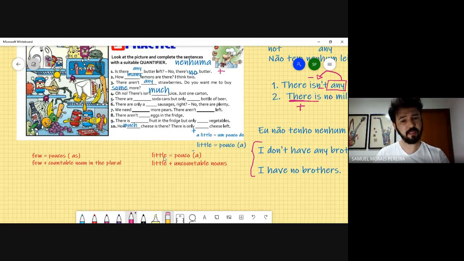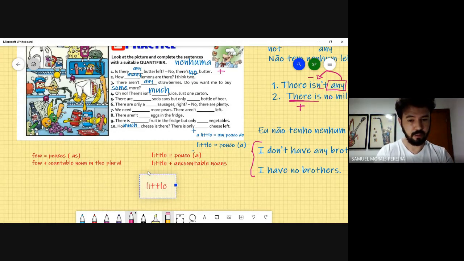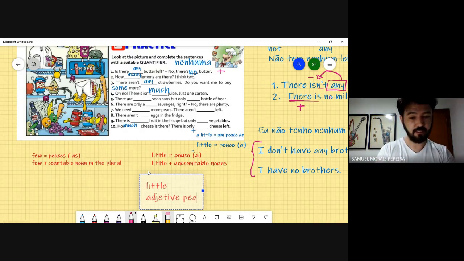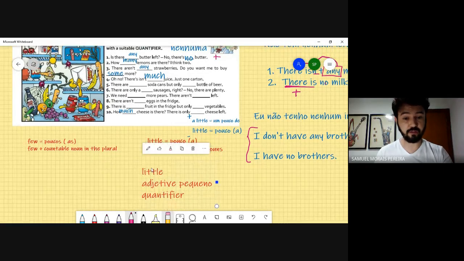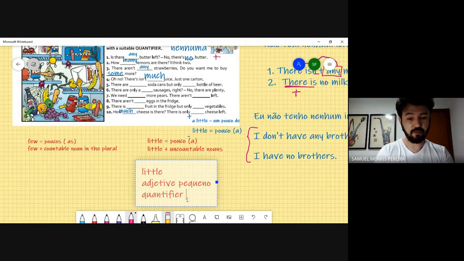Mas, professor, little não quer dizer pequeno? Também, ok? Pay attention. When the word little is an adjective, a gente fala, na verdade, adjective. So when the word little is an adjective, the translation is pequeno. But when the word little is being used as a quantifier, quantificador, indicando quantidade, the word little is translated as pouco or pouca.